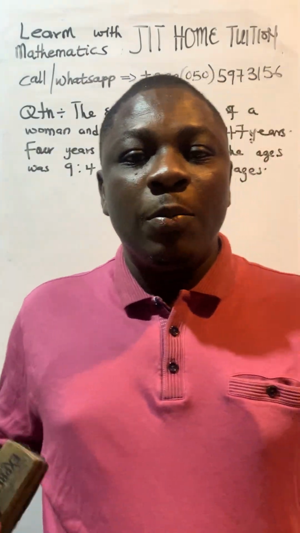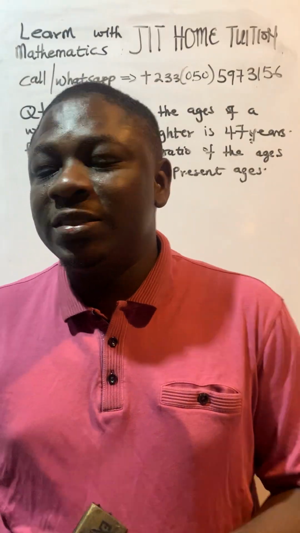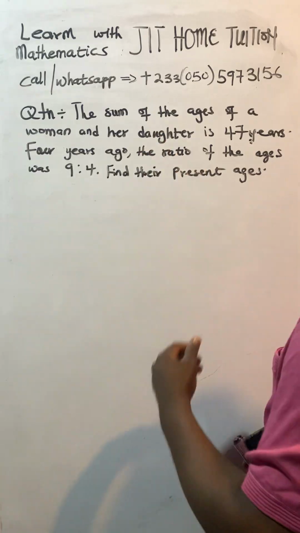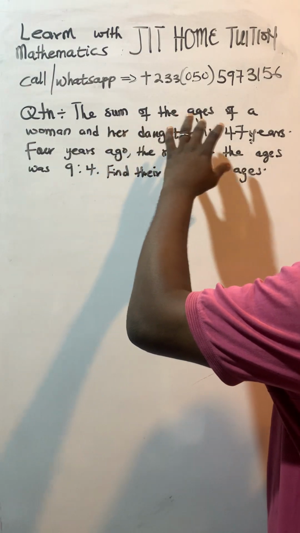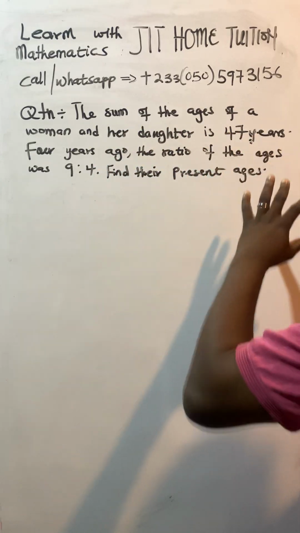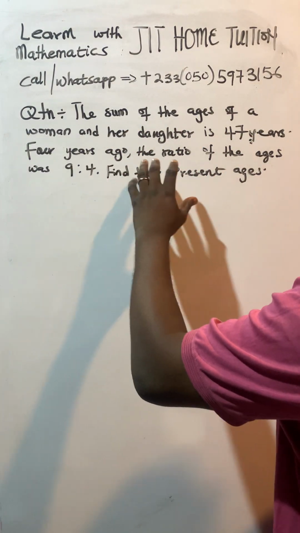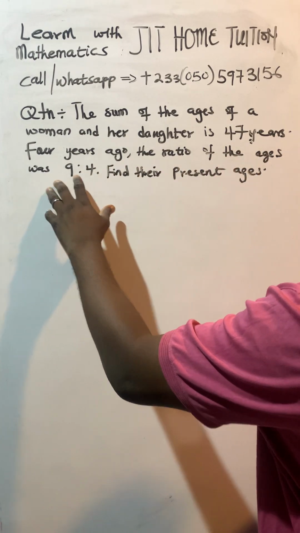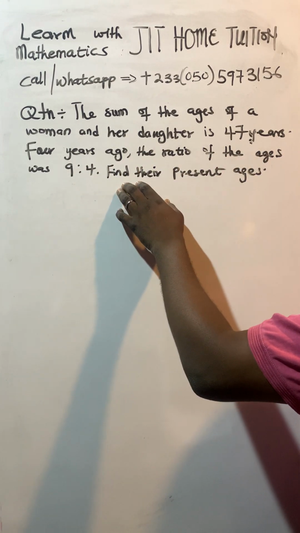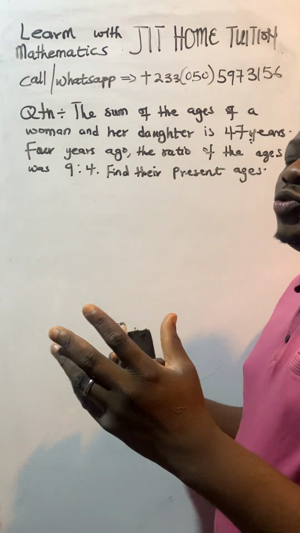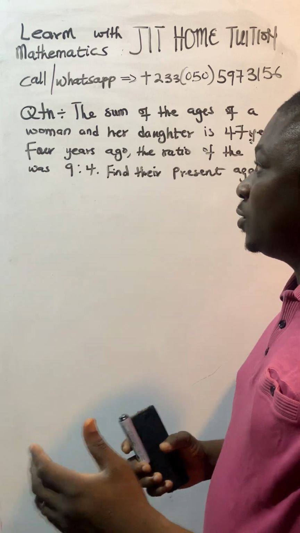In this video, I'm going to teach you how to solve questions like this on the board. All right. So this question says that the sum of the ages of a woman and her daughter is 47. 4 years ago, the ratio of the ages was 9:4. And the question is saying that find their present ages. So how do we go about this question?